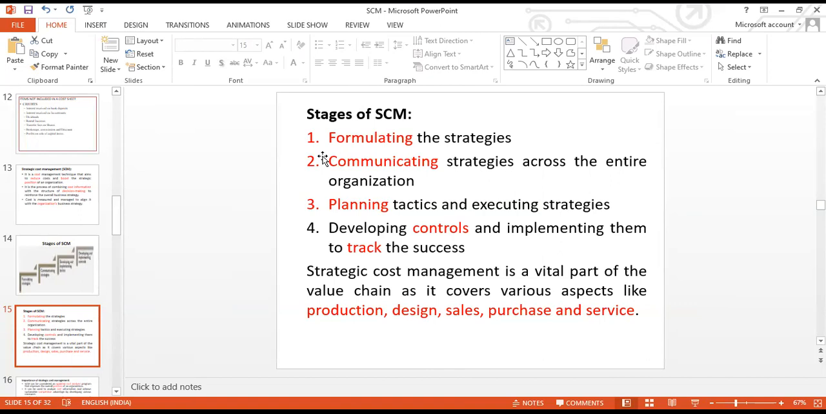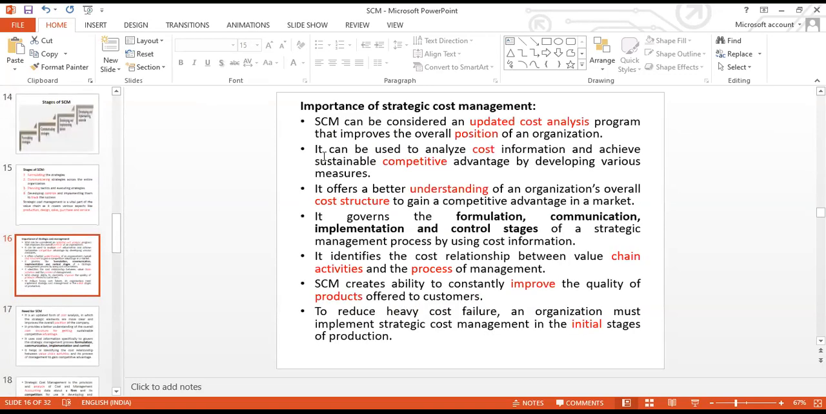First stage is formulating the strategies. Second is communicating the strategies. Third is planning the tactics, rules and regulations according to your strategies. And the last thing is to keep record, keep track, or keep control of your activities. Okay. Now let us see the importance of strategic cost management nowadays.